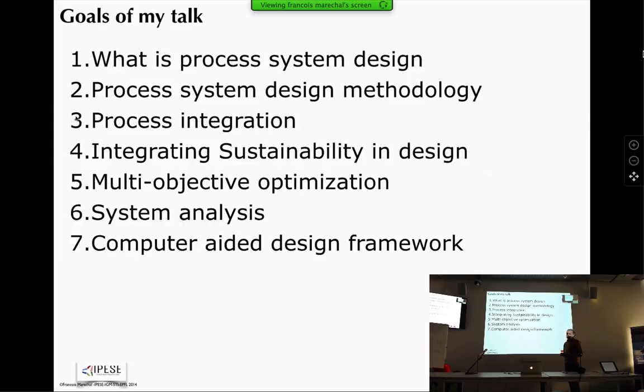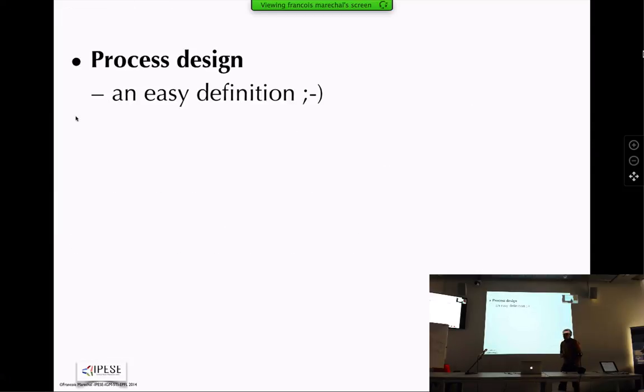In the afternoon, we will discuss how to integrate sustainability measures in the process design. And I'm going to discuss the use of optimization techniques in order to make the process design and to do system analysis later. Okay, so what is the definition of process design?